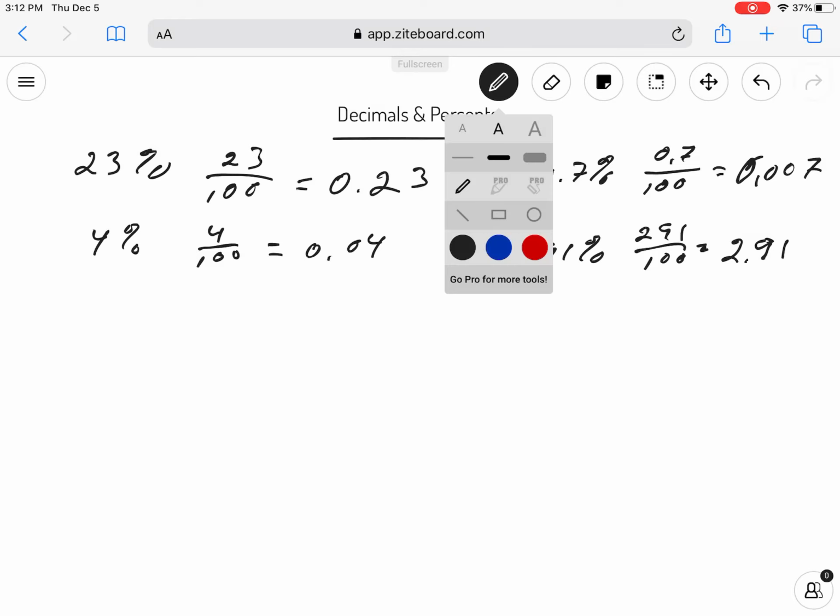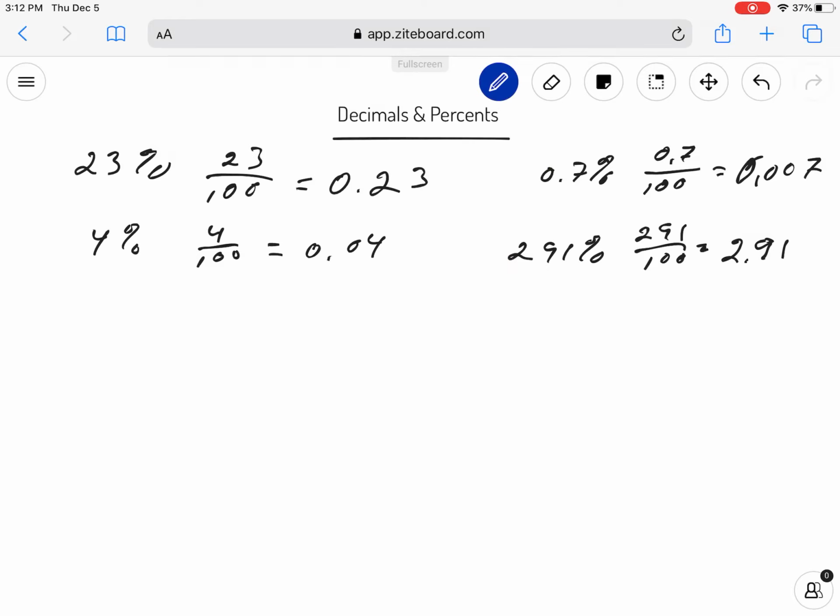What about going the other direction? We're given a decimal, and I want to write it 0.6, and I want to write it as a percent. Okay? So in this case, all I need to do is multiply by 100. And that is going to be 60%.